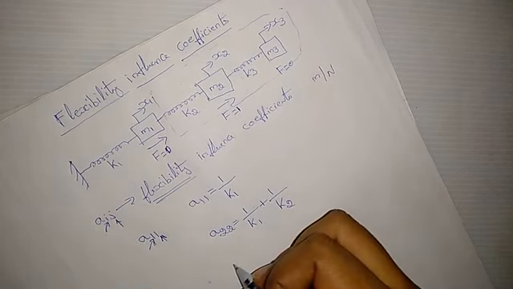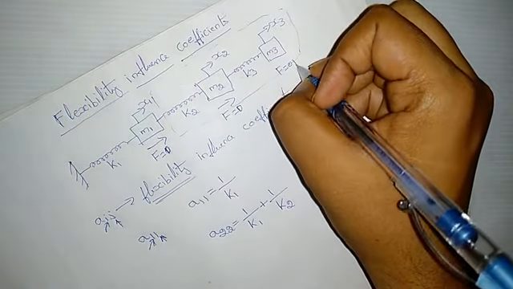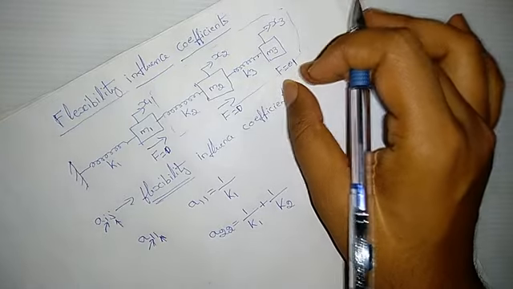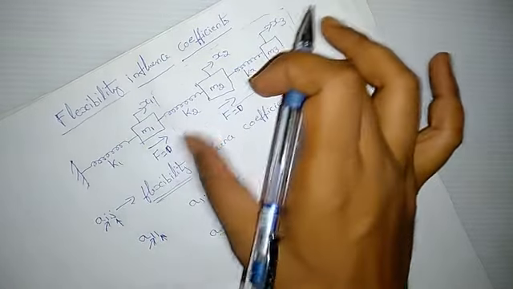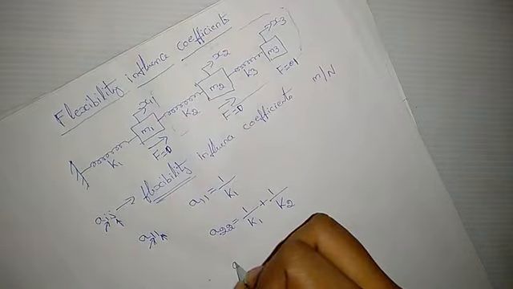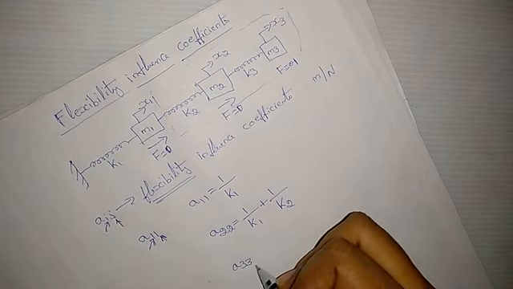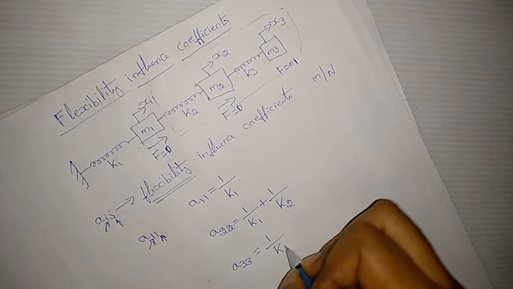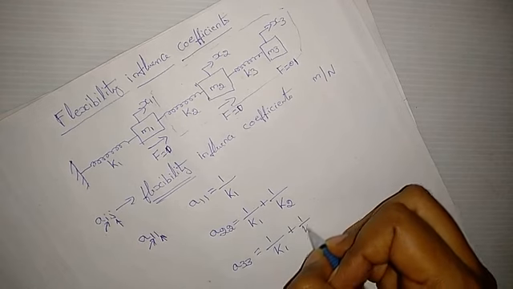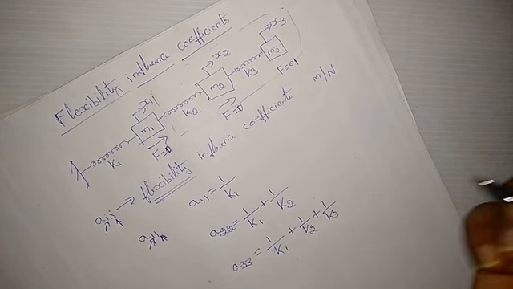Suppose this is made 0 and a unit force is applied at this point, what happens? All three springs will stretch. So A33, meaning displacement is measured at point 3 and load is applied at point 3, will be equal to 1 by K1 plus 1 by K2 plus 1 by K3.